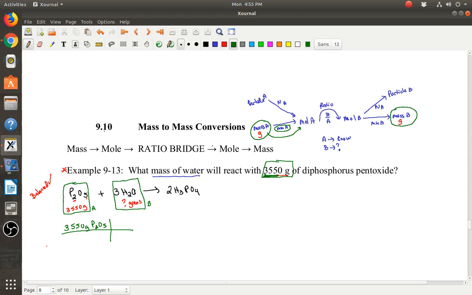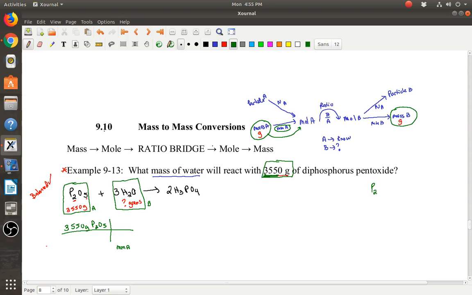Now, to go from mass of A to moles of A, I need to use the molar mass of molecule A. So I'm putting the conversion factor used down here. That means I need the molar mass of this molecule. Now I'm going to calculate the molar mass of this molecule off to the side. I normally do it right below it, but I just don't want to be cramped in my writing.